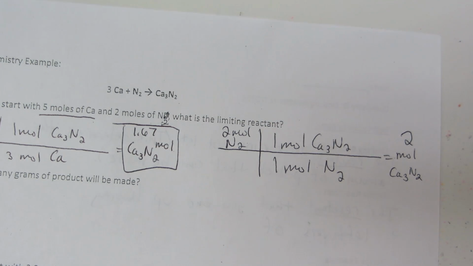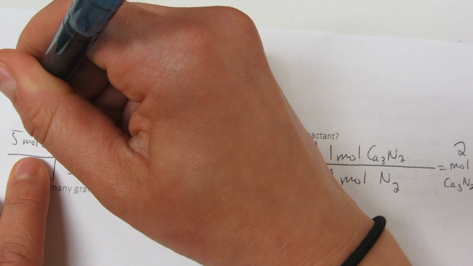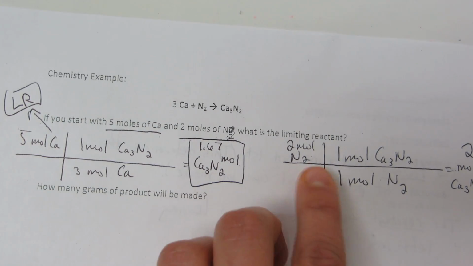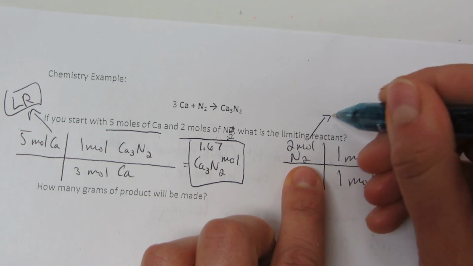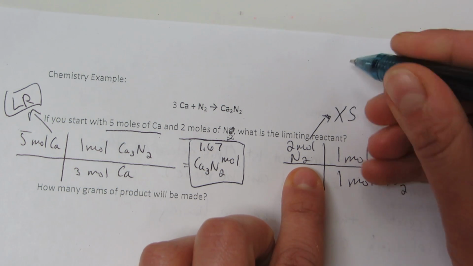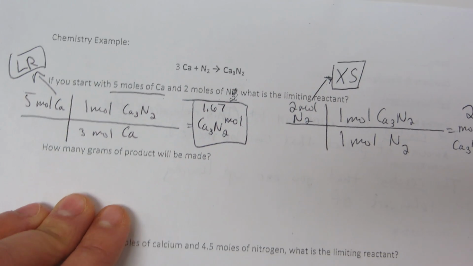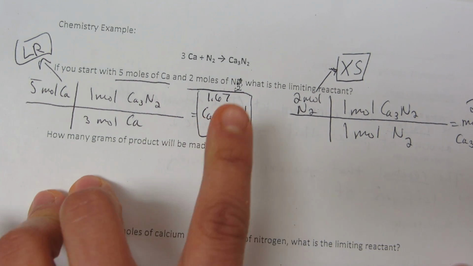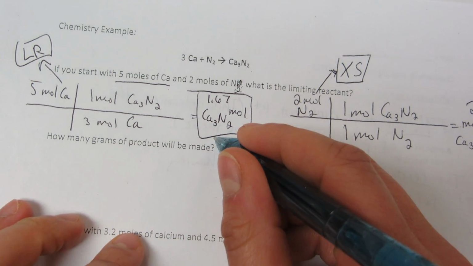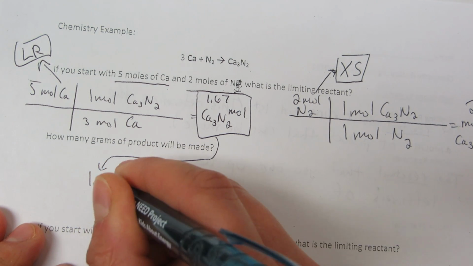Okay. Which means the calcium was my limiting reactant, and the nitrogen is my excess reactant. We kind of just wrote XS as a shorthand way of saying excess. Okay, so now it's asking, well, how many grams could you actually make of the product? So what we do is we use the smaller mole number we got, and that's going to be the new given in this problem here.